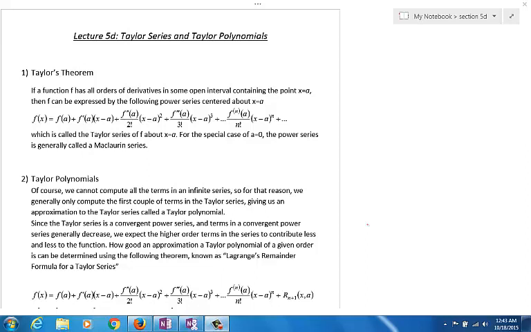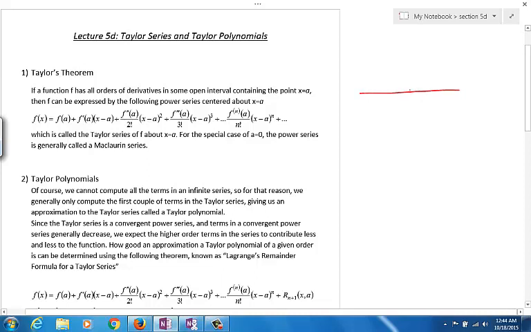Finally, we come to what is probably the major motivation for power series, and that is Taylor series. Taylor series is based on Taylor's theorem, which says the following. If we have some point x equal to a, which is going to be our center, and we have an open interval about a, and there is a function that in this open interval, all of its derivatives exist.